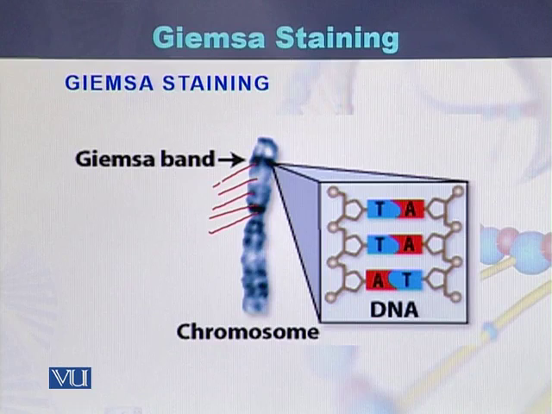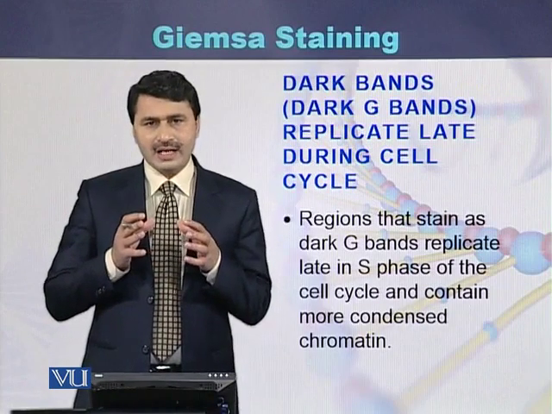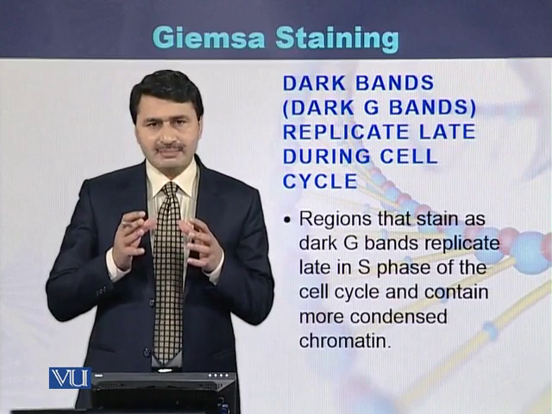So dark bands are those bands that are rich in adenine and thymine. GEMSA stain attaches to these AT rich regions, and due to AT rich regions the chromosome shows dark bands. Dark G bands are those bands that replicate late during the cell cycle.